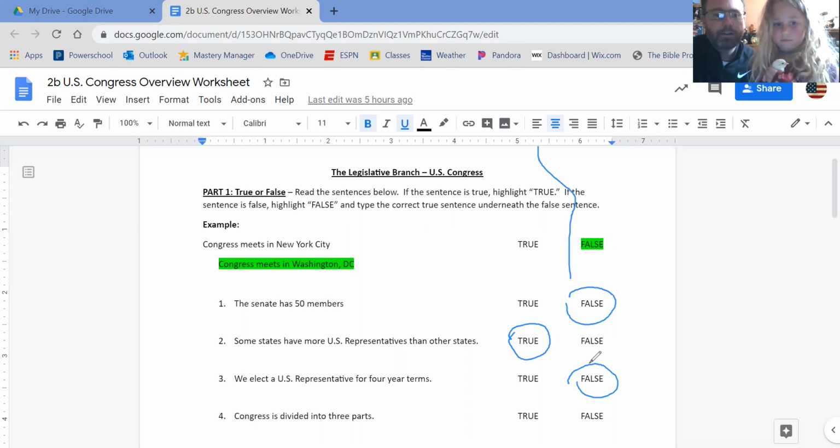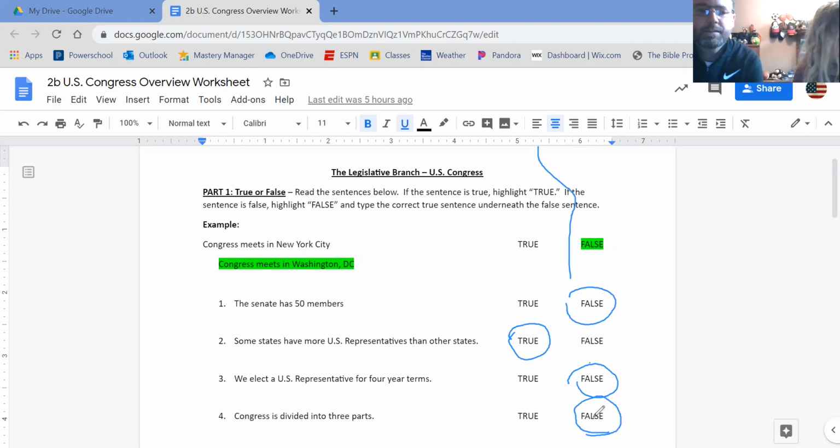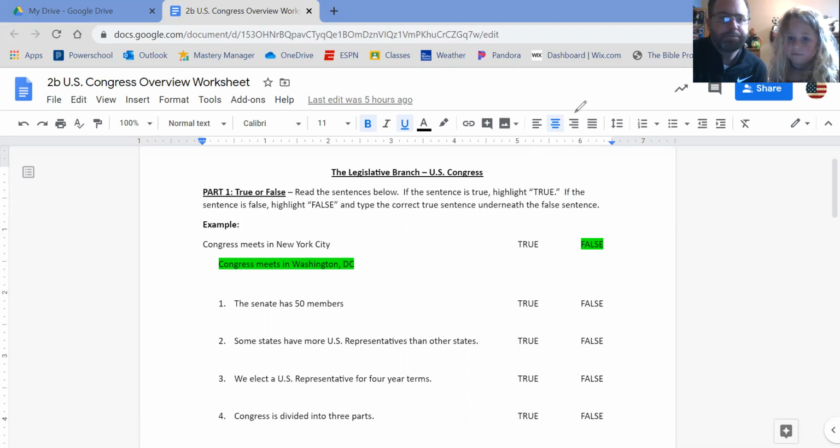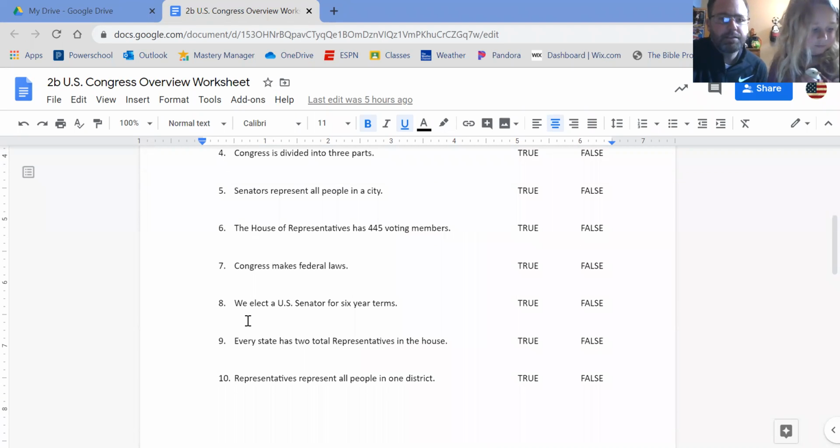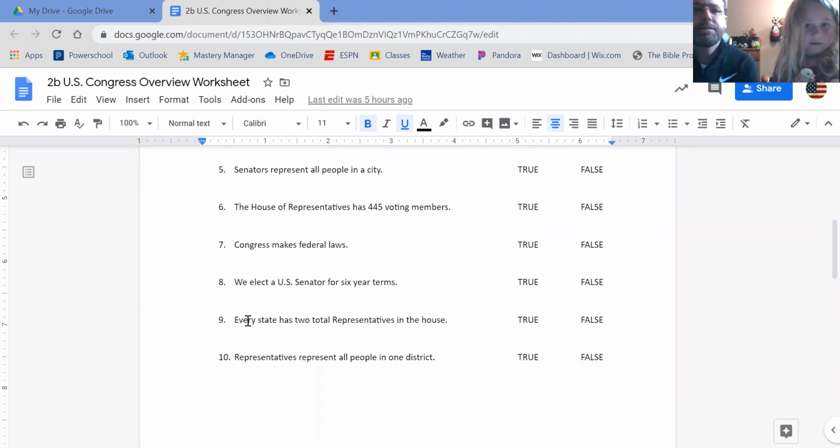Number four, Congress is divided into 3 parts. That is false. How many parts? Congress is divided into 2 parts, House and Senate. All right, let me clear those off so I can scroll down a little bit. And going on to number 5, Cameron. Senators represent all people in a city. That would be false.